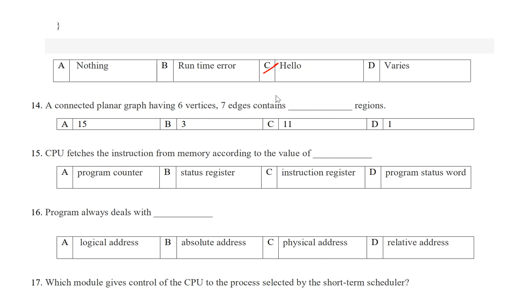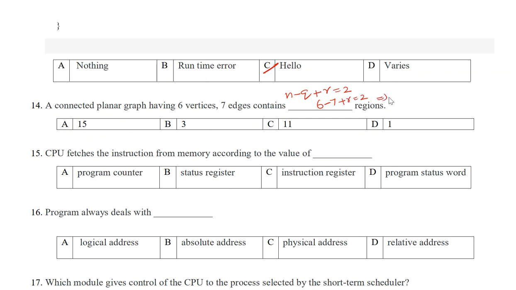Let's say Euler's formula gives the relationship between vertices n, edges q, and regions r. So n minus q plus r should be equal to 2. Based on this formula, how many vertices do we have? We have 6. So 6 minus q, which is 7, plus r is equal to 2.